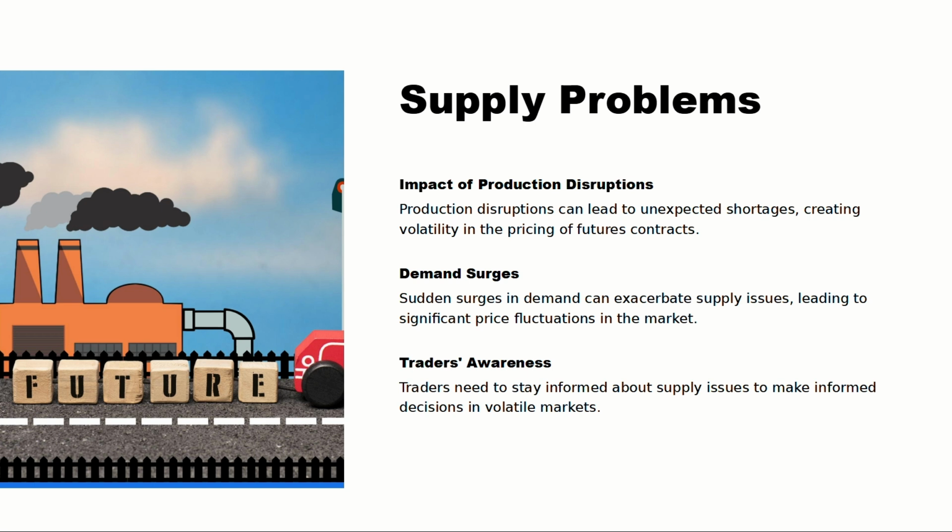Supply problems. Impact of production disruptions. Production disruptions can lead to unexpected shortages, creating volatility in the pricing of futures contracts. Demand surges. Sudden surges in demand can exacerbate supply issues, leading to significant price fluctuations in the market. Traders' awareness. Traders need to stay informed about supply issues to make informed decisions in volatile markets.